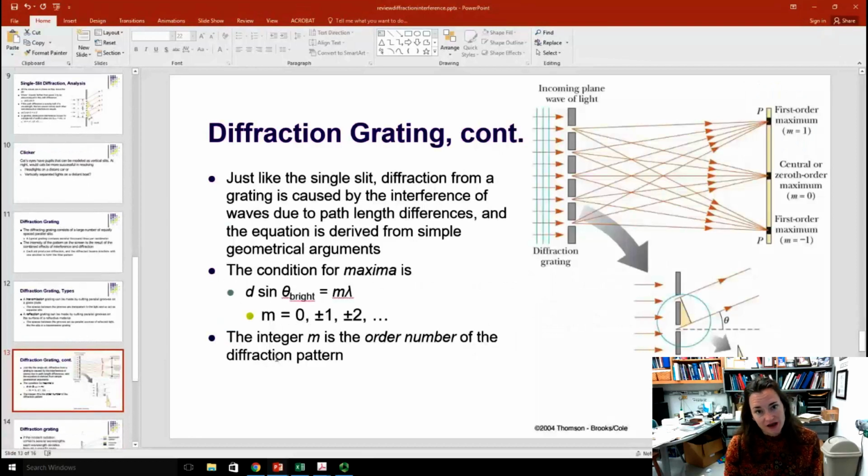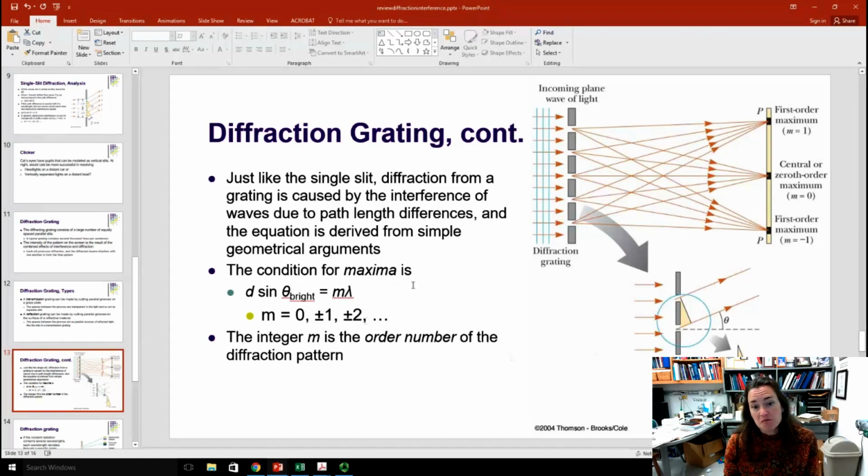So just like the single slit, diffraction from a grating is caused by the interference of the waves due to the path length differences, and the equation is derived from simple geometrical arguments. Okay, so in particular here, you show a plane wave coming into a diffraction grating in this little schematic. Each one of those acts as a source. You can see the light being bent from each slit. And then you can see the central or the 0th order maximum, which is straight across from the grating, and then you have first order maxima on either side flanking it. So it's similar, but not exactly the same, as a diffraction pattern from a single slit.